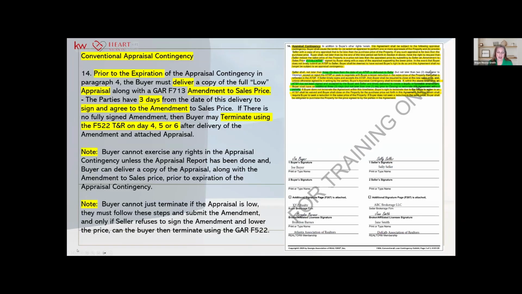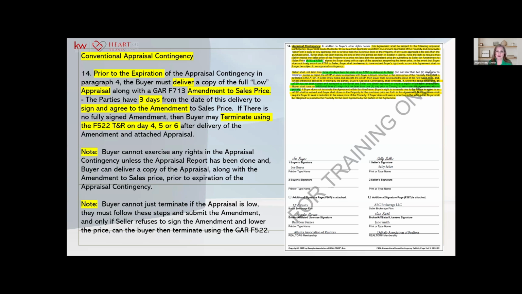So now let's look at the third page of our loan exhibit. And this is the conventional appraisal contingency. Now, if you'll remember from the first page, we had 25 days in the blank. That's how long it is. In this particular contingency, it is requiring that the buyer give the seller a cure opportunity to fix the problem of a low appraisal.